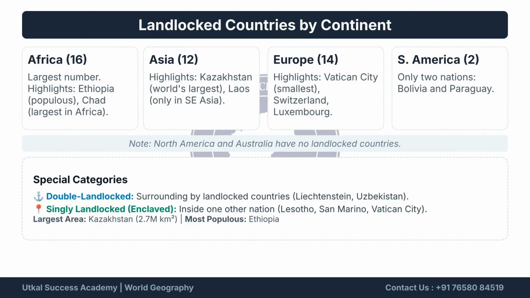Africa has the largest number of landlocked countries, with 16. Asia has 12, including the world's largest, Kazakhstan, and the only one in Southeast Asia, Laos. Europe has 14, and South America has 2, Bolivia and Paraguay. North America and Australia have none. Double landlocked countries, surrounded only by other landlocked countries, are Liechtenstein and Uzbekistan. Singly landlocked nations, or enclaved countries, are Lesotho, San Marino, and Vatican City.